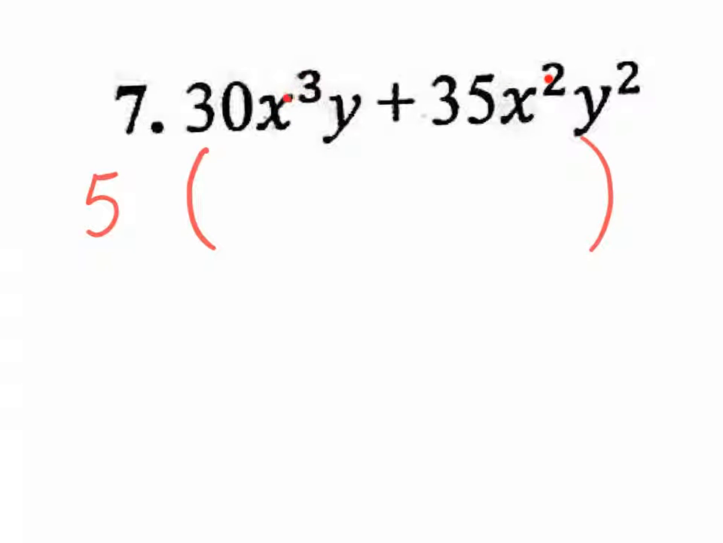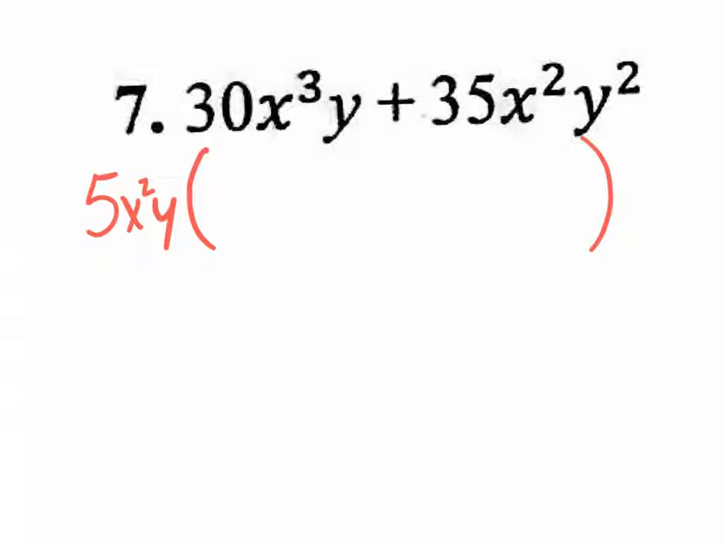2, right? You have 3 here, you have 2 here. The maximum amount of x's you could pull out from both at the same time is x squared, 2 x's. So we're going to put an x squared right next to the 5. How about those y's? What's the maximum amount of y's I could pull out? Just 1 y, because right here you have 1, right here you have 2. You can only pull out 1 from both at the same time.